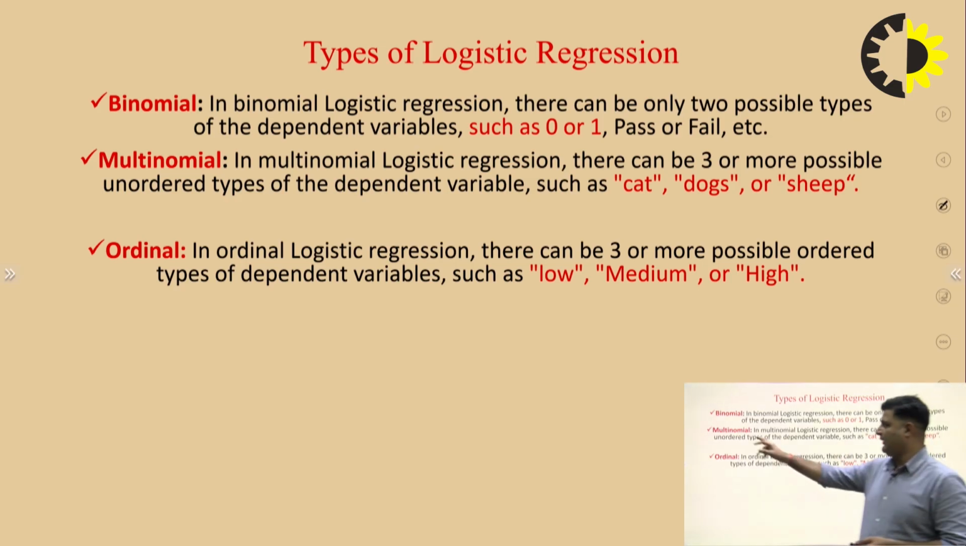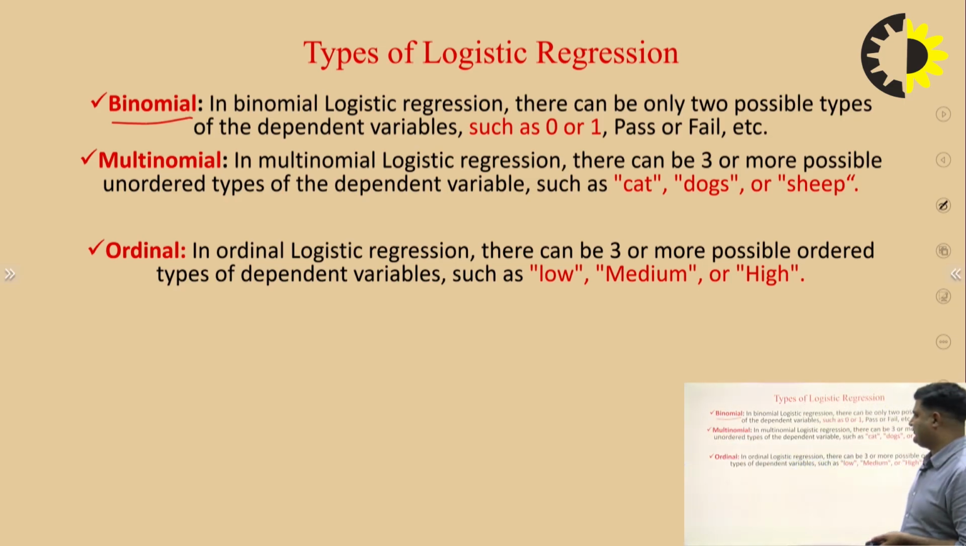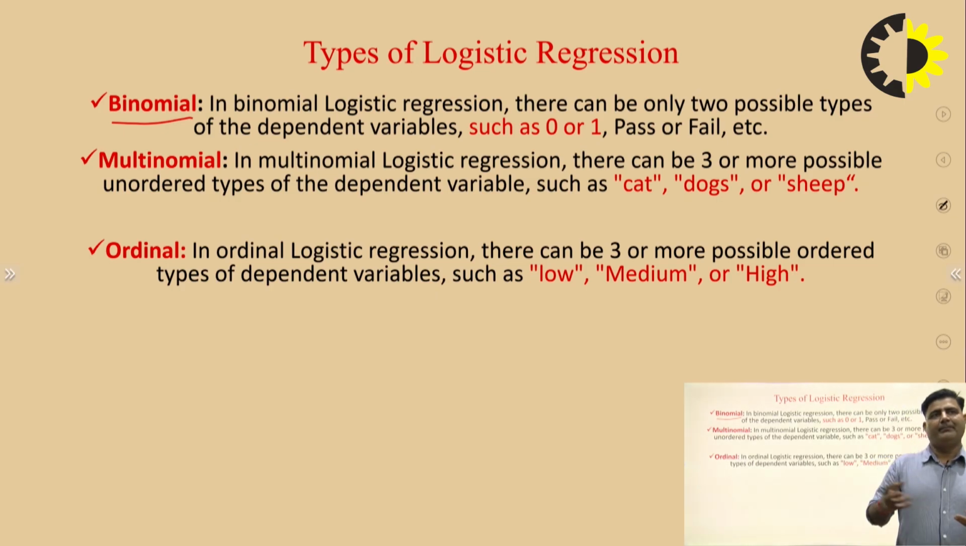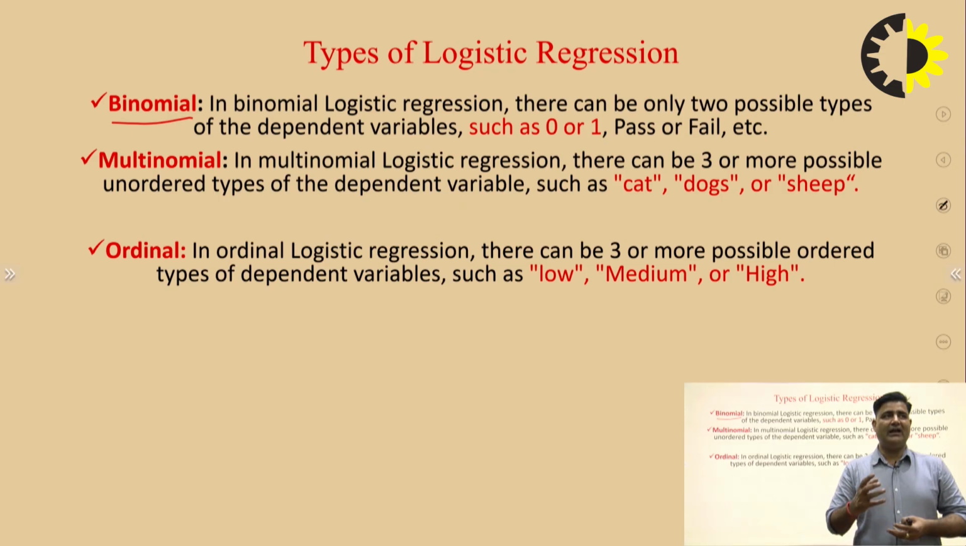First is the binomial. In binomial logistic regression, we can divide the dependent variable into only two possible types, such as 0 and 1, sometimes pass and fail. So we have to classify the data in binary form, sometimes called the 0 and 1 answer, sometimes pass or fail, male, female. So, they are the binomial types of logistic regression.